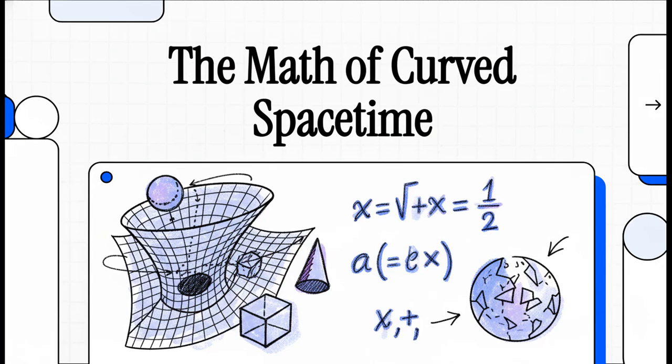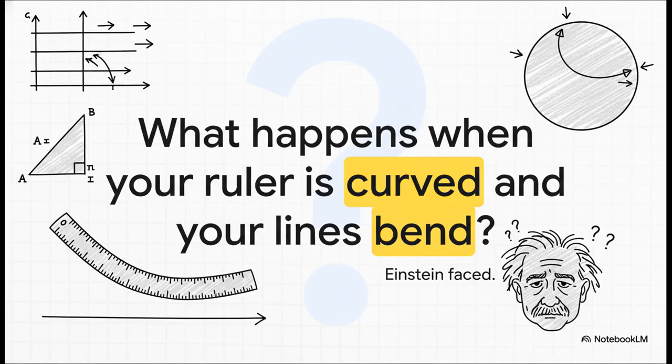When Einstein was putting together his theory of general relativity, he hit a massive wall. Turns out the math he knew, the math that honestly most of us know, just completely falls apart when you start curving things. He literally needed a new mathematical language. So today we're going to unpack that toolkit he had to build to describe a universe where space-time itself can bend. I mean, really think about it.